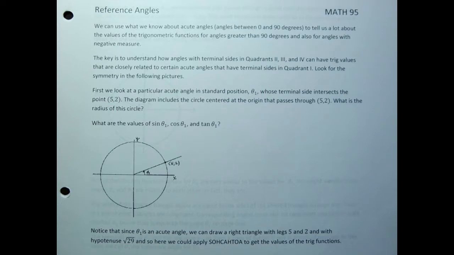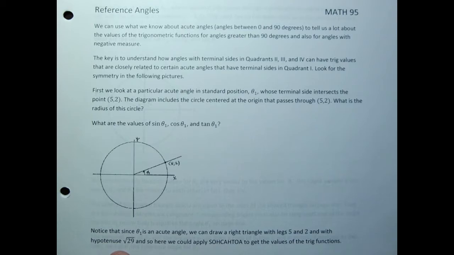So on the handout I say, we can use what we know about acute angles, angles between 0 and 90 degrees, to tell us a lot about the values of the trigonometric functions for angles greater than 90 degrees and also angles with negative measure. The key is to understand how angles with terminal sides in quadrants 2, 3, and 4 can have trig values that are related to certain acute angles that have terminal sides in quadrant 1. So we're going to look for symmetry in these following pictures.